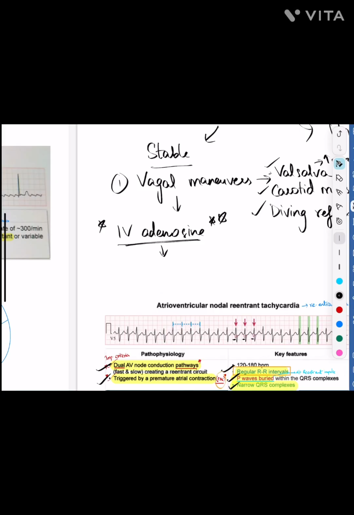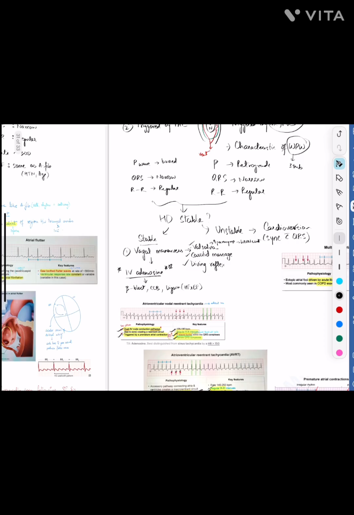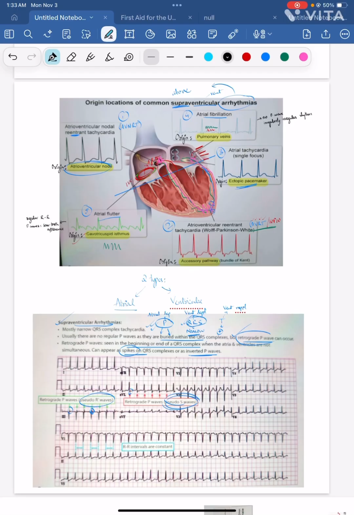When you have given IV adenosine, in the next step, what can you give? You can give rate and rhythm control drugs, that is beta blocker, calcium channel blocker, and if the patient is in heart failure, you can give them digoxin in heart failure with reduced ejection fraction. These are the things you can do. When the patient is unstable, go for cardioversion. Cardioversion is synchronized shock. And if the patient is stable, you go with vagal maneuvers, that is Valsalva, carotid massage, and diving reflex.